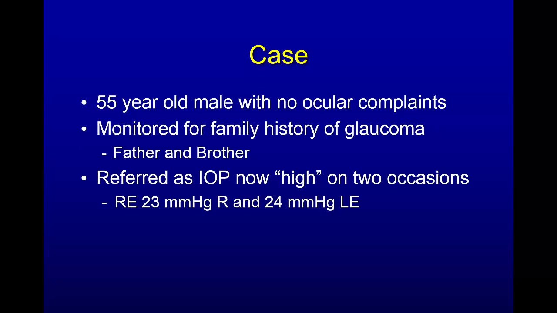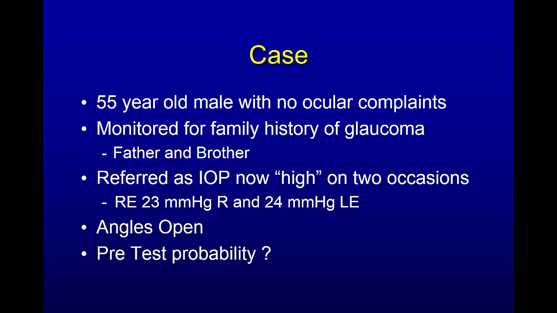Another patient, a 55-year-old, monitored for a family history of glaucoma in the father and the brother. He is now referred as intraocular pressure high on 2 occasions, 23 and 24. Previously, they were within the statistically normal range. So what's the pretest probability in this patient? Now, intuitively, we know it's higher. How much higher? And you look up the table over there.